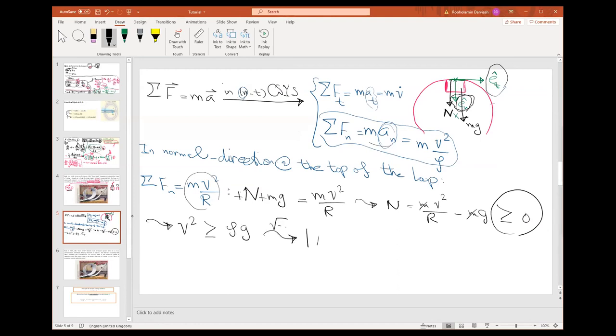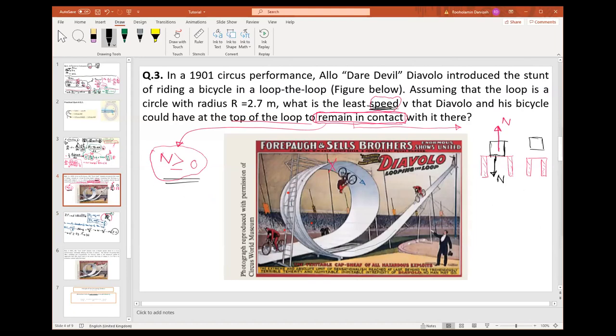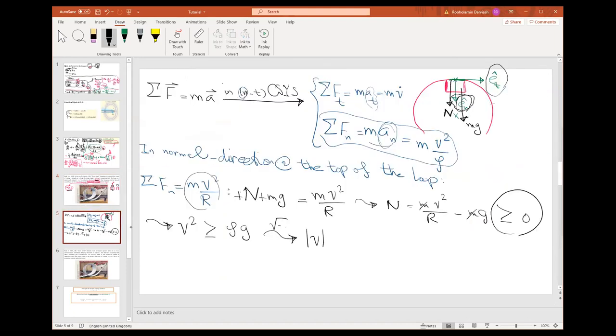If I take the square root, I put the absolute value, because the question asked about the speed. Speed means the magnitude, which is always positive. That's why I don't care about plus minus. So the absolute value of v is greater than or equal to the square root of rho g. The radius of the loop as a circle is given, 2.7 meter. Be careful about the units. You can use whatever system of units you want, but it should be consistent. Here we use the metric or SI, and get approximately 5.14 meter per second.